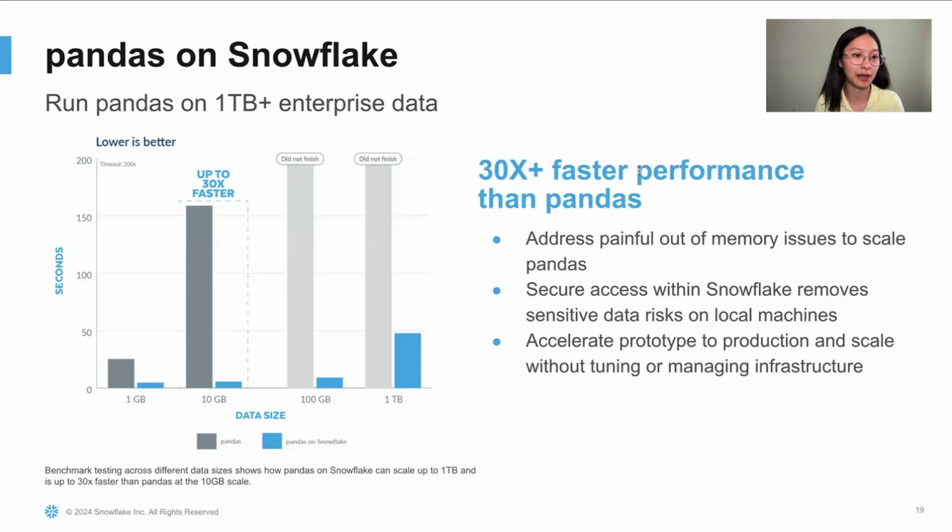when you look at the 10 gigabyte range, you'll see that pandas on Snowflake is running 30x faster than regular pandas. But the moment you start getting to that 100 gigabyte to 1 terabyte range, pandas completely runs out of memory. And so this is where pandas on Snowflake really shines, where we see significant scalability and performance improvements.